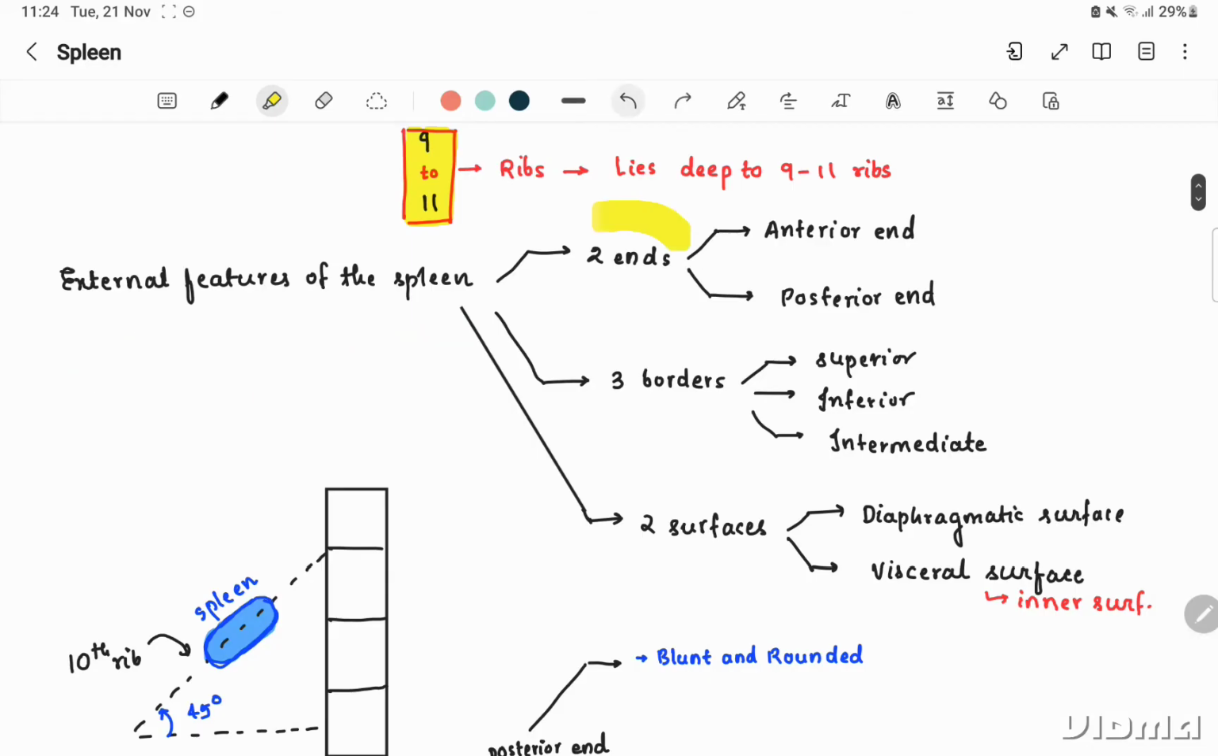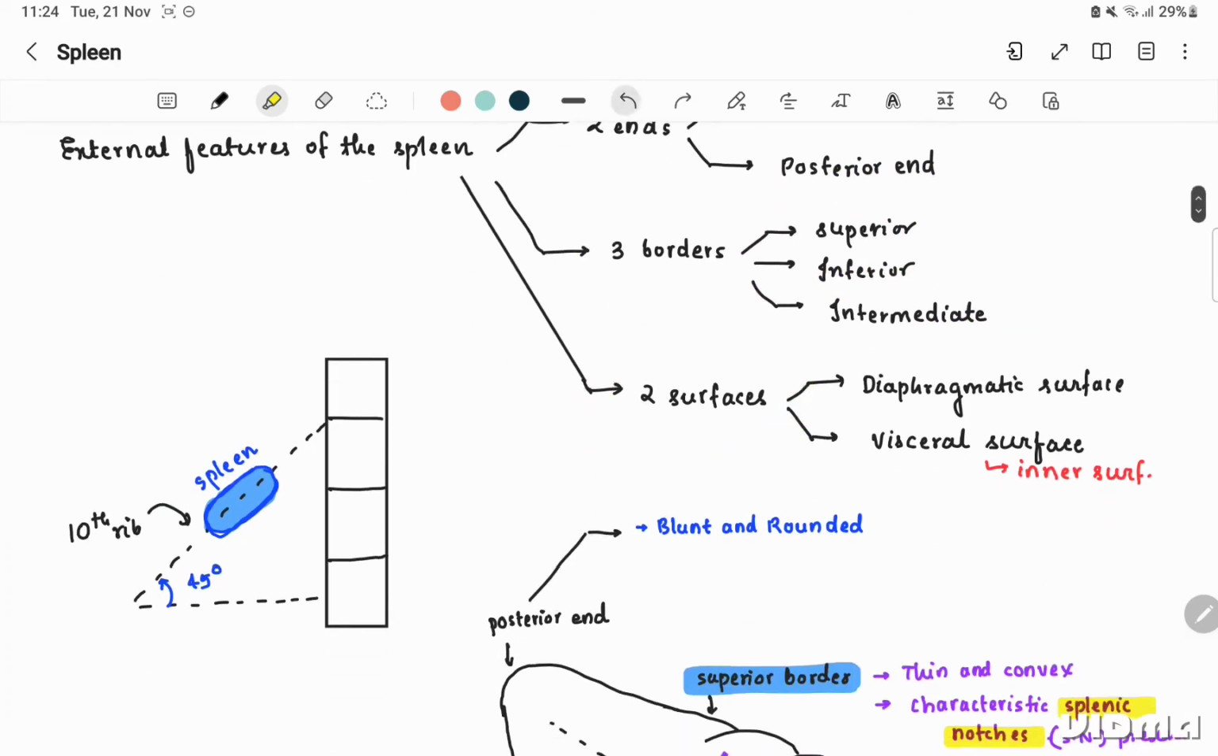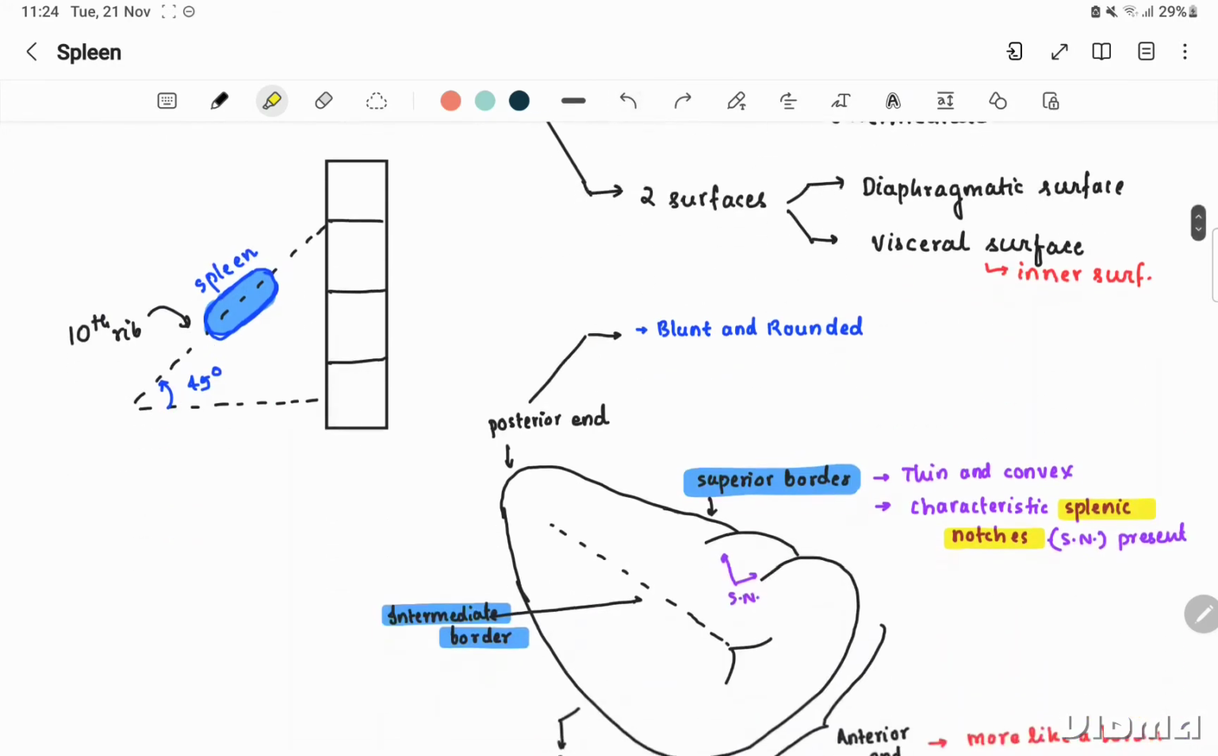What are the external features? We have 2 ends, anterior and posterior, 3 borders, and 2 surfaces. The 3 borders are the superior border, inferior border, and intermediate border, and the 2 surfaces are the diaphragmatic surface and the visceral surface. This visceral surface is the inner surface.